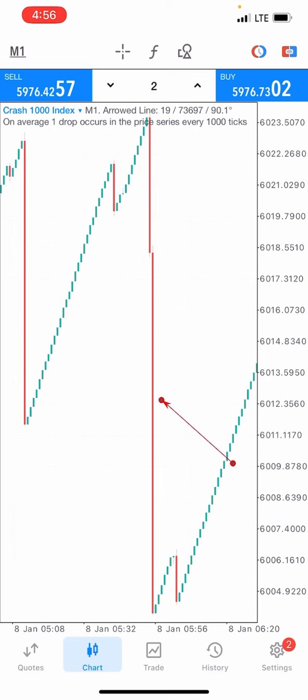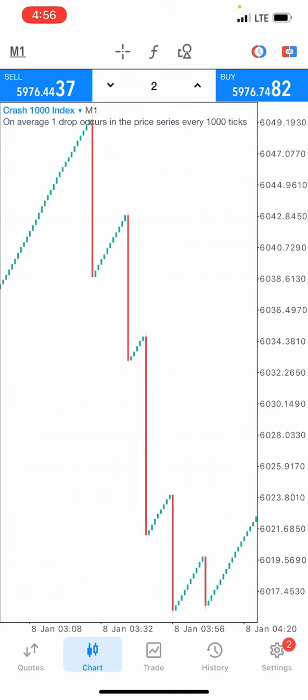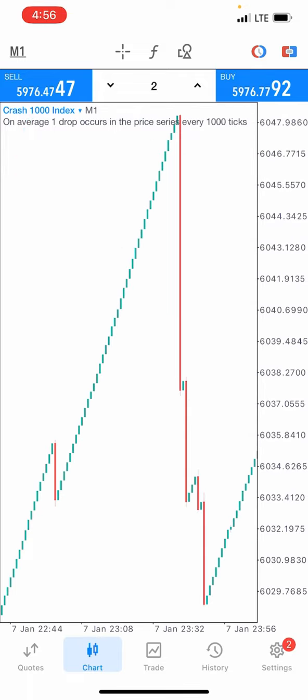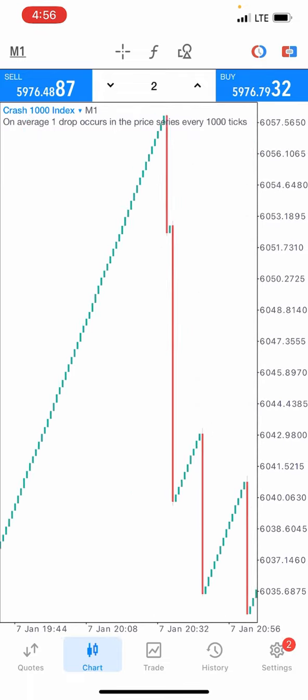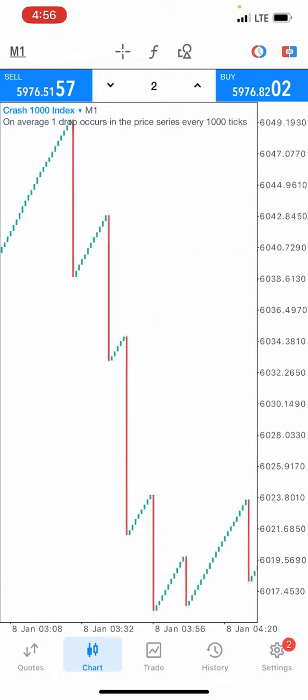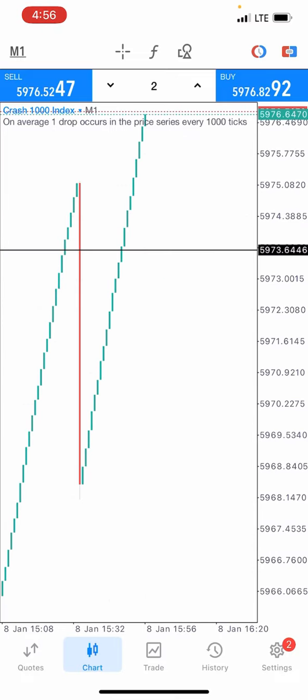But look at all this. Sometimes it spikes like 3 times under 60 seconds or under 2 minutes. So if you didn't set your SL, it will spike and take so much from you. So that's why I'm saying stop loss works on Boom and Crash when going against the spike.